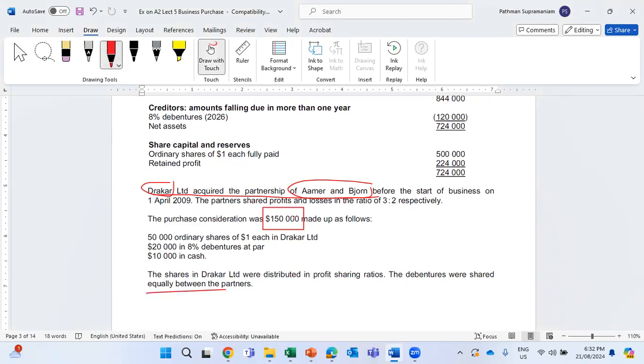Now, if you notice, from this purchase consideration, I deducted cash and debenture at par first. I didn't deduct shares. Why? Because cash is fixed. 10,000 means 10,000. And for the debenture, they use the word par, so there's no premium. Whatever is fixed, you deduct that first. So 150 minus 10 minus 20 is 120,000. 120,000 is the value of 50,000 shares.